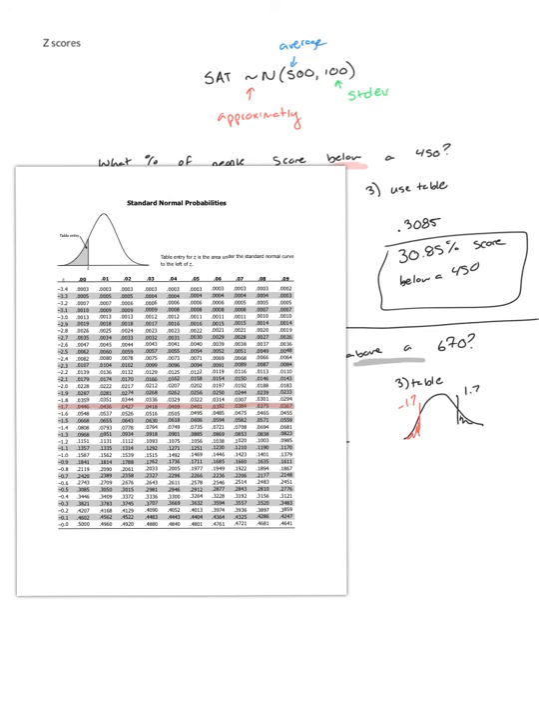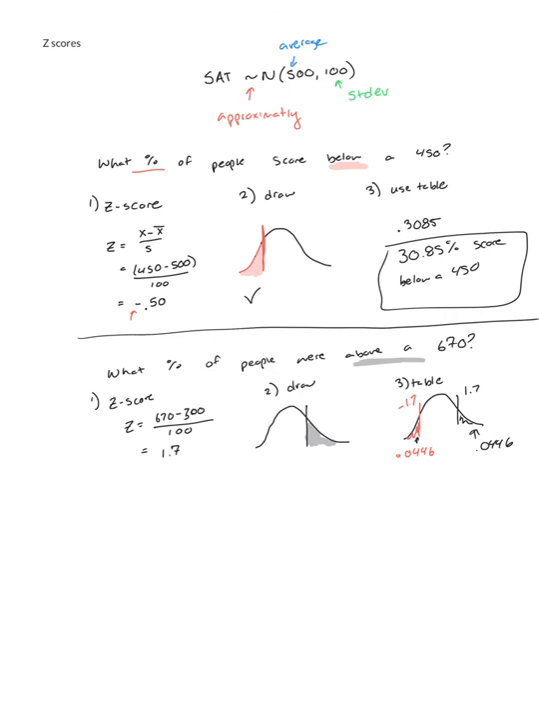I'm going to trace 0.00 down because it's negative 1.70. And what that gives me then is that this end tail right here is 0.0446, which means that if this table is 0.0446, this one has to be 0.0446 as well. It's symmetric. So, deleting my table, I can now say that what percentage of people were above a 670? Well, 4.46% are above a 670.